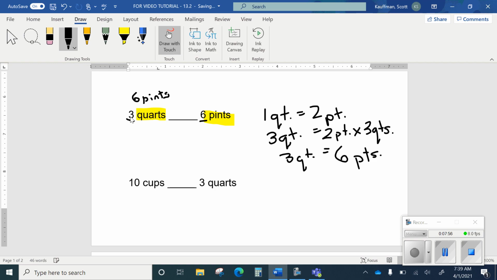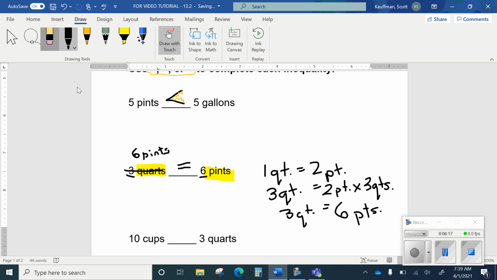Now that I have that, I can pretend that that's not there. So 6 pints is what compared to 6 pints? Hey, those are exactly equal. Those are equal to each other. 3 quarts is the same as saying 6 pints, so 6 pints is equal to 6 pints. Let me go up here and take a look at that on my bar model. See if I can identify that on my bar model.